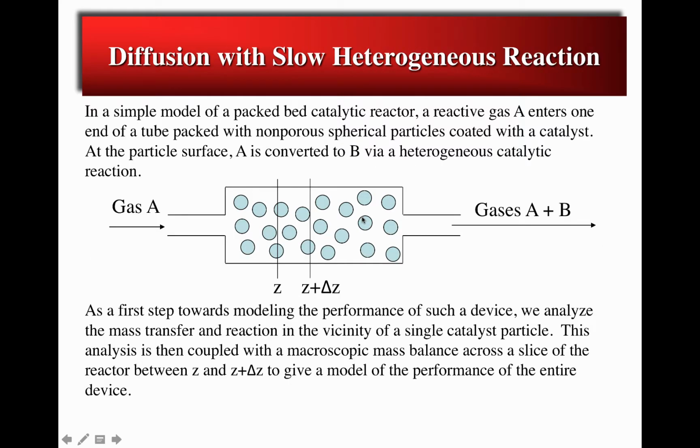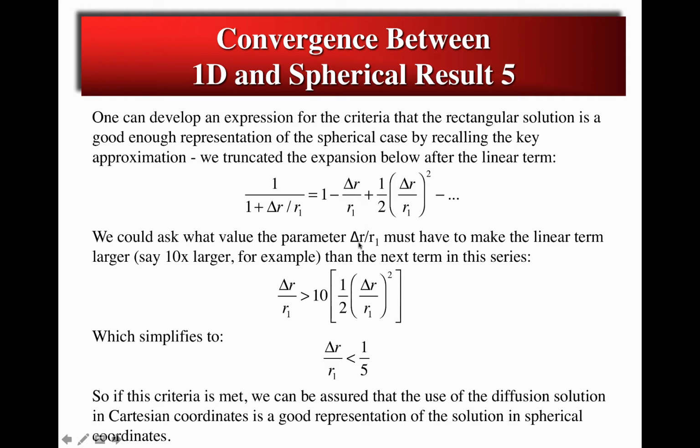And we could ask what would be the value of the parameter delta R over R1. What does that value have to be in order to make the linear term, let's say, 10 times larger than the next term in the Taylor series? Now, I picked 10x here as an arbitrary factor. You could pick other values as you saw fit for a given problem or level of accuracy that you wanted. But we could ask, what is the criteria under which this linear term would be at least 10 times greater than the next term in the series?